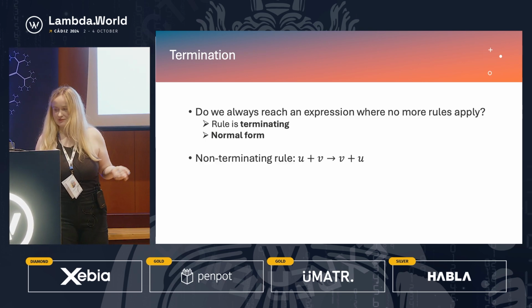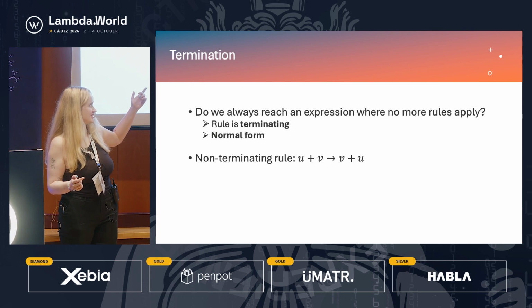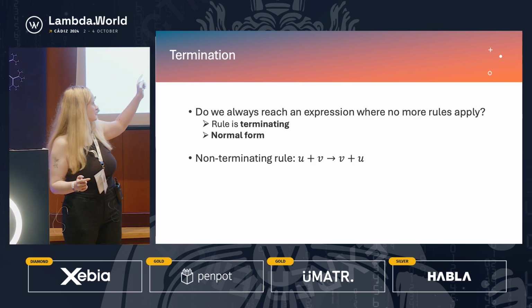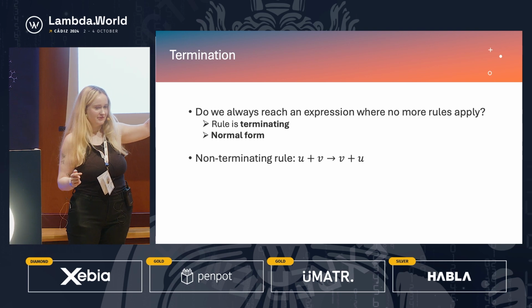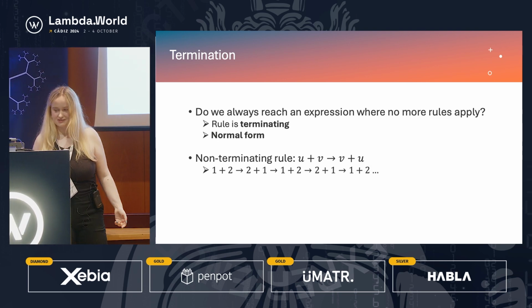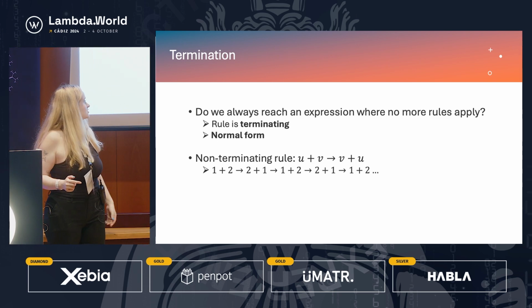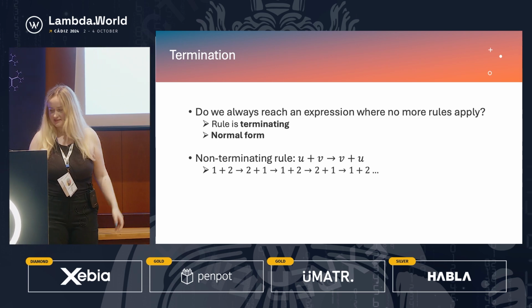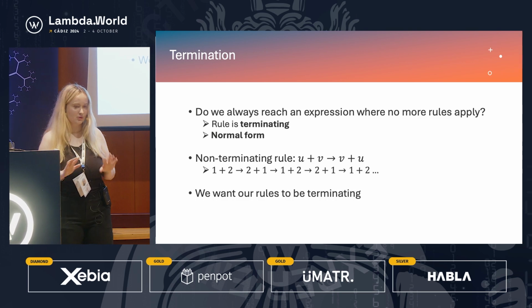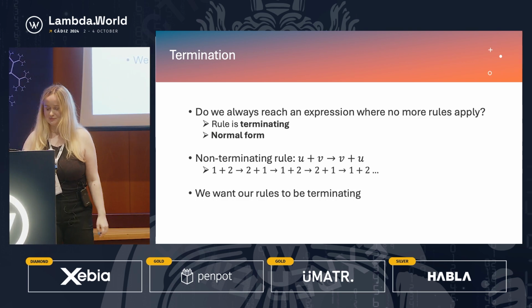But to give an example of a non-terminating rule, we could have something expressing the commutativity of addition. So u add v rewritten to v add u. You could just keep on applying that over and over again. So if you apply that to 1 add 2, you get 2 add 1, 1 add 2, 2 add 1. So we want to avoid doing anything like this in our rewrite system. We want all of our rules to be terminating, eventually converging to some normal output.